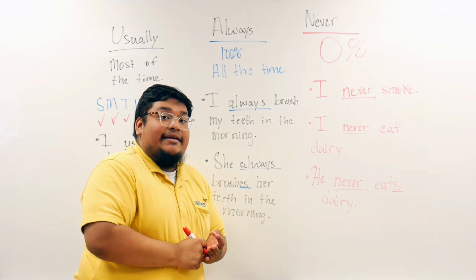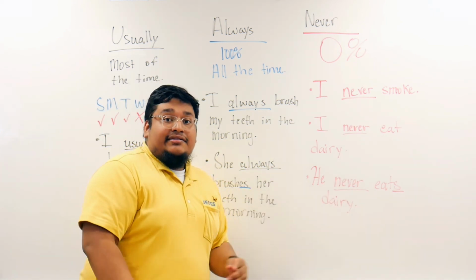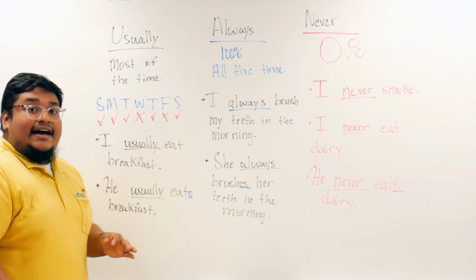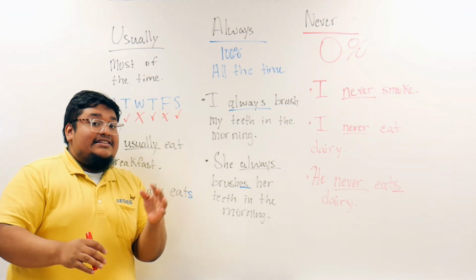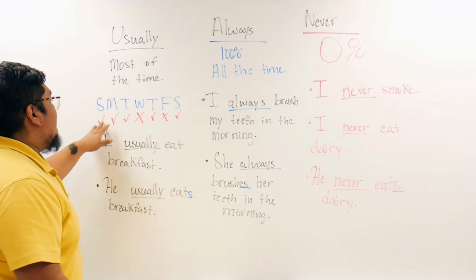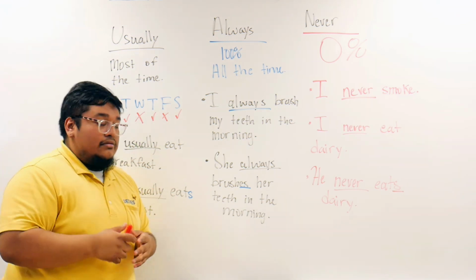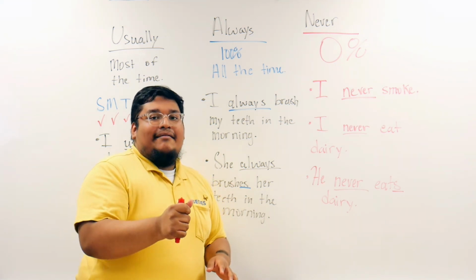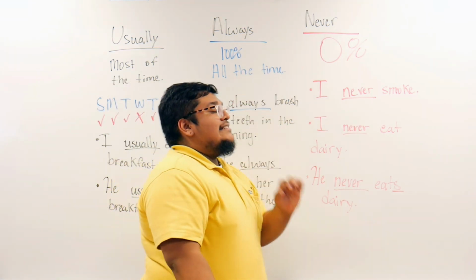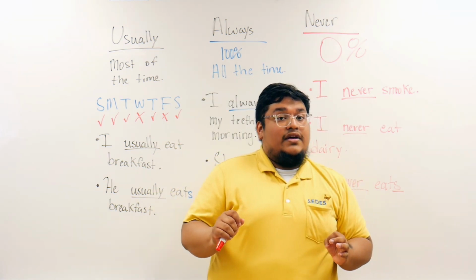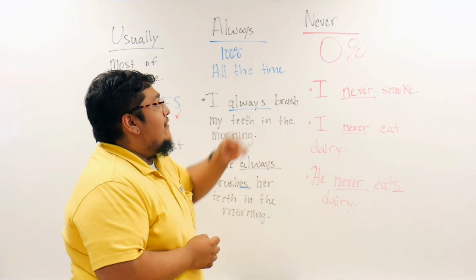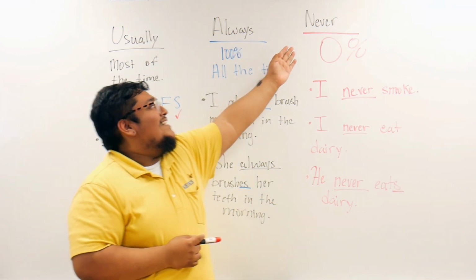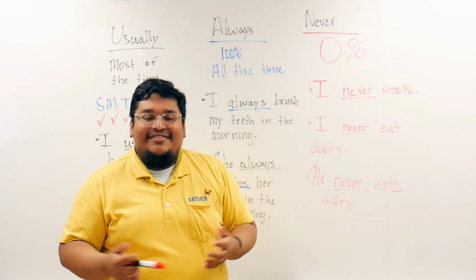Same thing if you said my name. Sam never eats dairy. Or you can say Viviana never eats dairy. Usually, most of the time. Okay? Not 100, not 0, most of the time. If you look at this example, 5 out of 7, right? Always 100%. Okay? It will happen. Never is 0%. It doesn't happen. Okay? Or will not happen. So, usually, always, never.